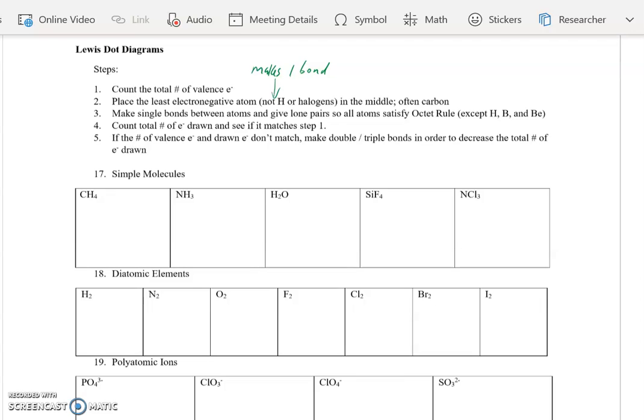We're going to make some single bonds between atoms, and we're going to make sure every atom has the octet rule fulfilled, except for a few exception elements that we'll get to later. We're going to count the electrons we've drawn and see if it matches how many we're supposed to have, and if the number matches, we're good. If it doesn't, we're going to make some double and triple bonds to get that number to the correct total.